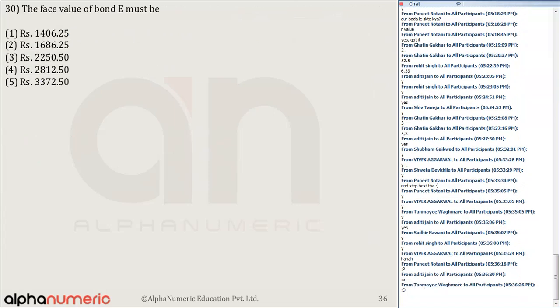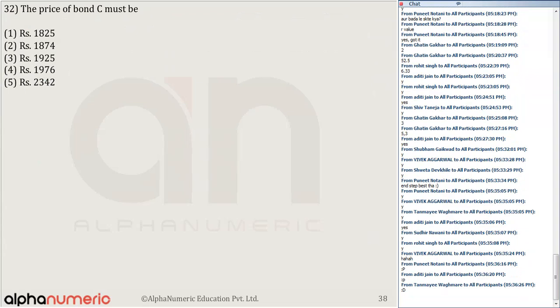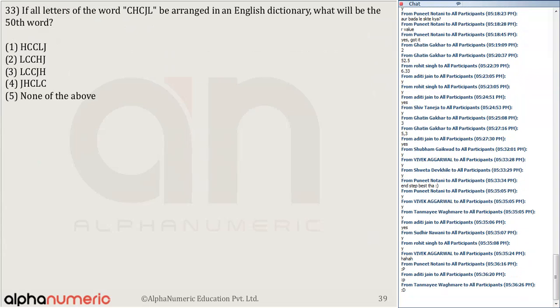आंसर बता देता हूं। 30th का जो आंसर होगा ऑप्शन 1, 31st का आंसर है ऑप्शन 3, 32nd का आंसर है ऑप्शन 4। चलो लेट्स डिस्कस 33 to 38 पहले। 33, व्हाट इज द आंसर ऑफ 33?